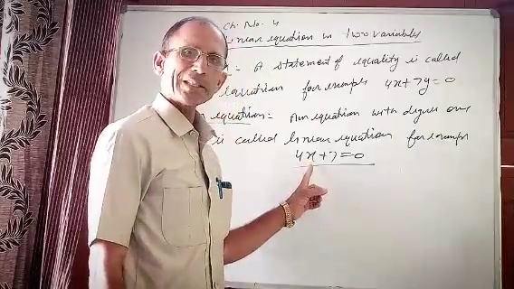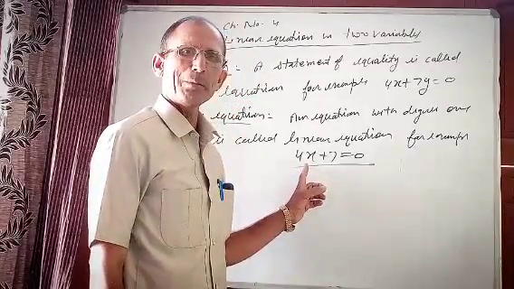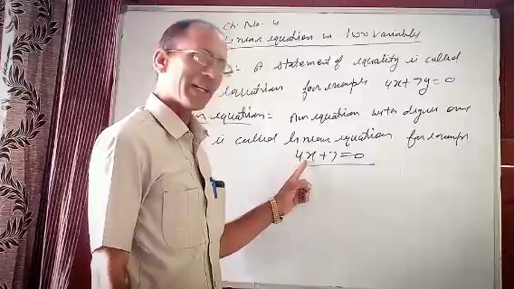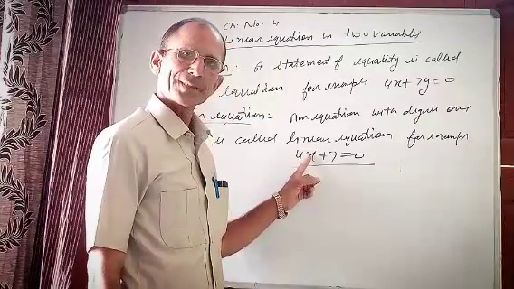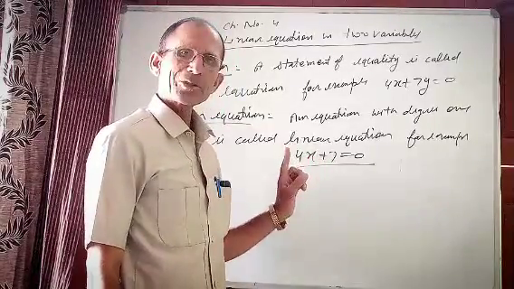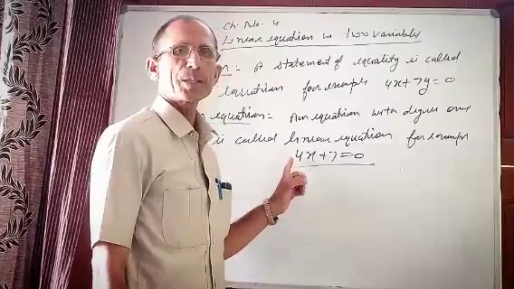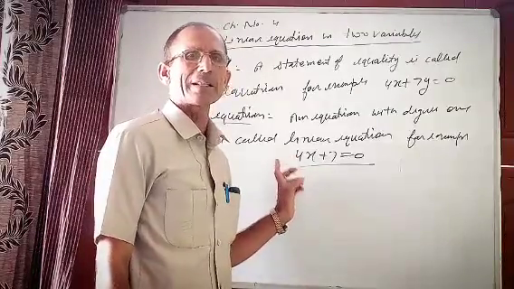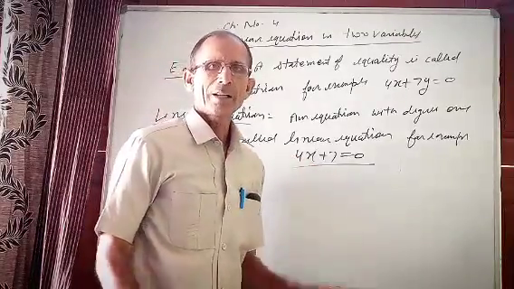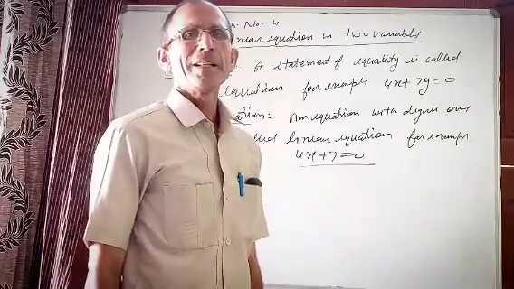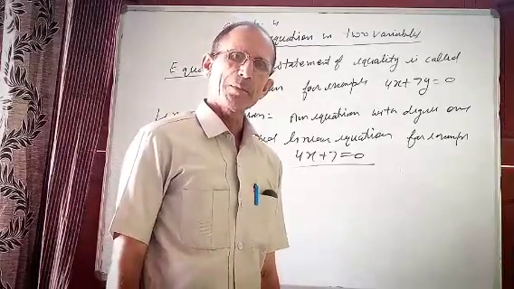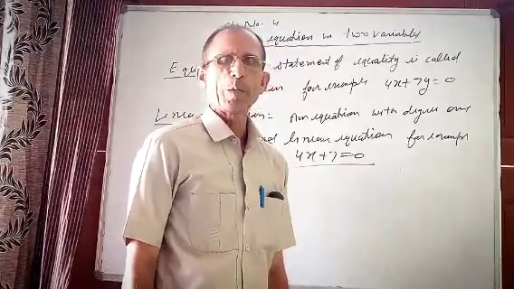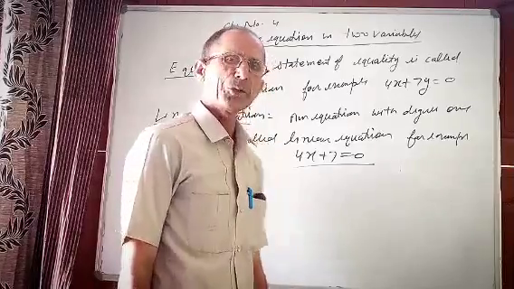Now in this equation, how many variables? Variable means changeable. So only one variable is there, x. 7 is the constant term and 4 is the coefficient of x. So this is a linear equation in one variable. Now in this chapter we will discuss linear equations in two variables. So what is the form of a linear equation in two variables?